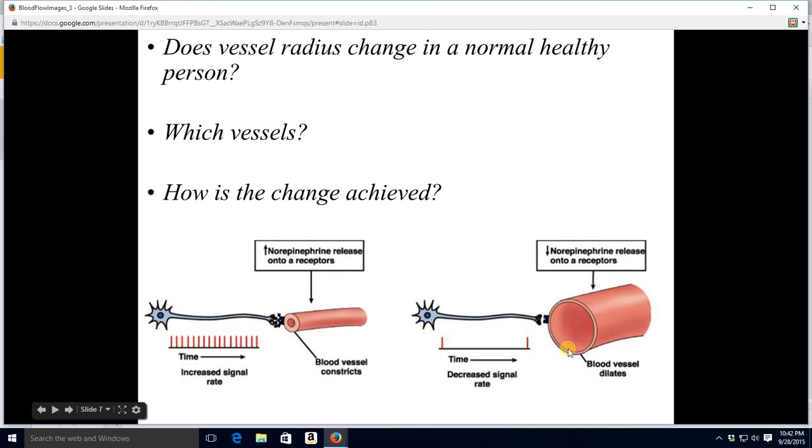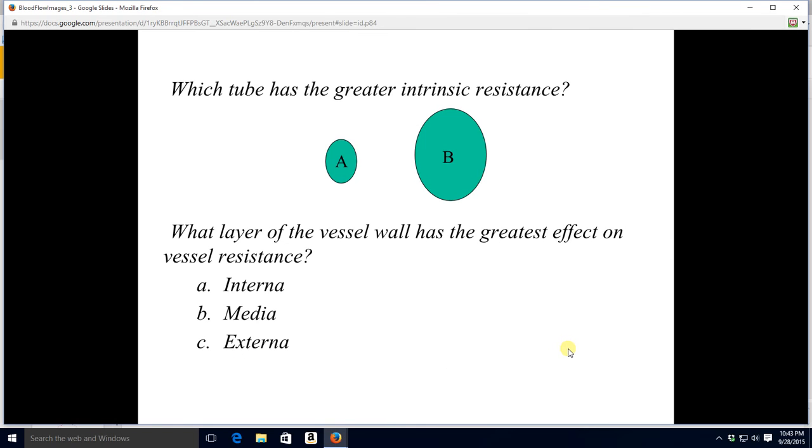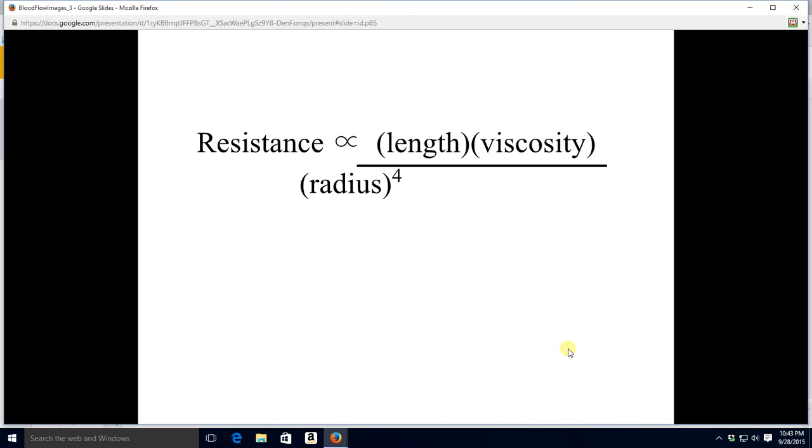And we can do this regionally. We can do this locally. It doesn't have to be body-wide like the other two. And this alone is going to let us adjust resistance so as to achieve directional changes in blood flow. Awesome. 2 questions for you to do on your own. Easy ones. Just kind of summing it all up here. Resistance is directly proportional to length and viscosity and indirectly proportional to radius taken to the 4th power.